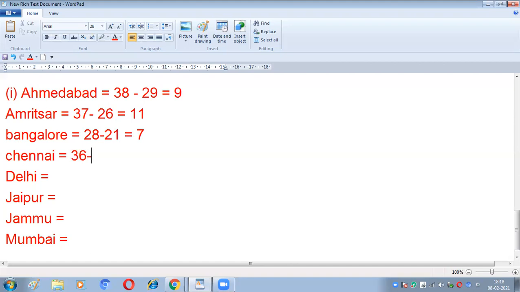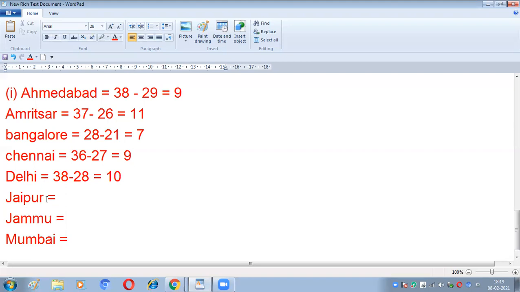The minimum temperature of Chennai is 27 degrees Celsius. So 36 minus 27 is equal to 9 degrees Celsius. Now we'll proceed to Delhi. The maximum temperature is 38 and the minimum temperature is 28, so 38 minus 28 is equal to 10 degrees Celsius.